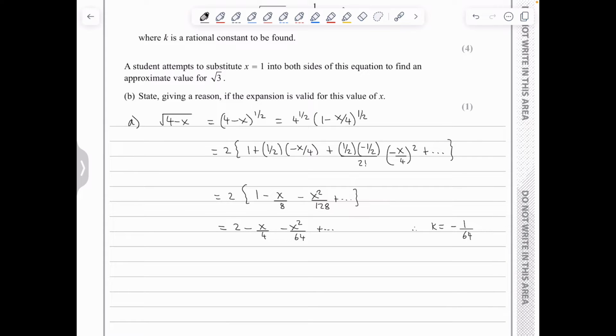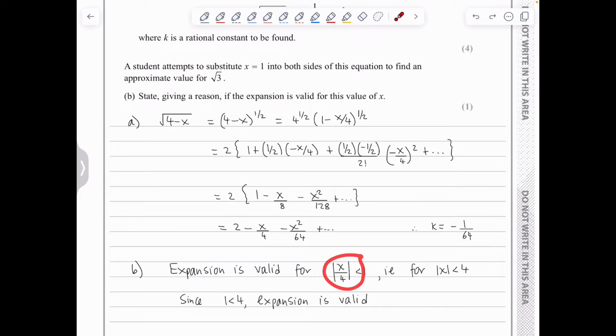We then have that the student attempts to substitute x is 1 into both sides to find an approximate value for root 3, and we need to state, giving a reason, if the expansion is valid for this value of x. Well, we know that once we've put our bracket in the form of 1 plus or minus something, we need that something, its modulus, to be less than 1 for the expansion to be valid. So we have the expansion is valid for the modulus of x over 4 being less than 1, which means that it is valid for modulus of x less than 4.